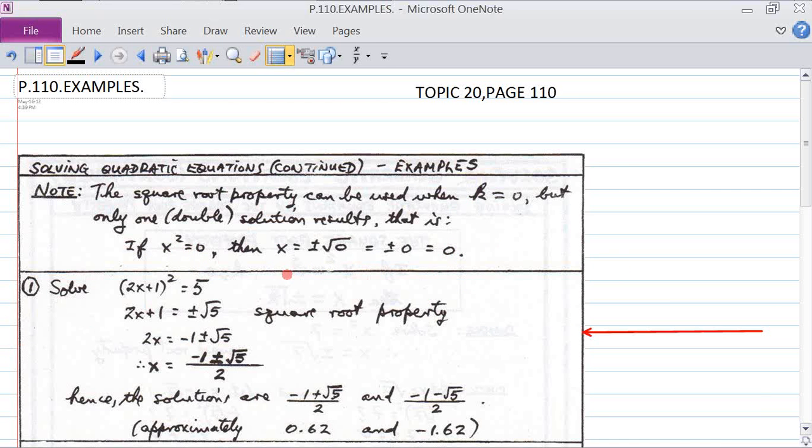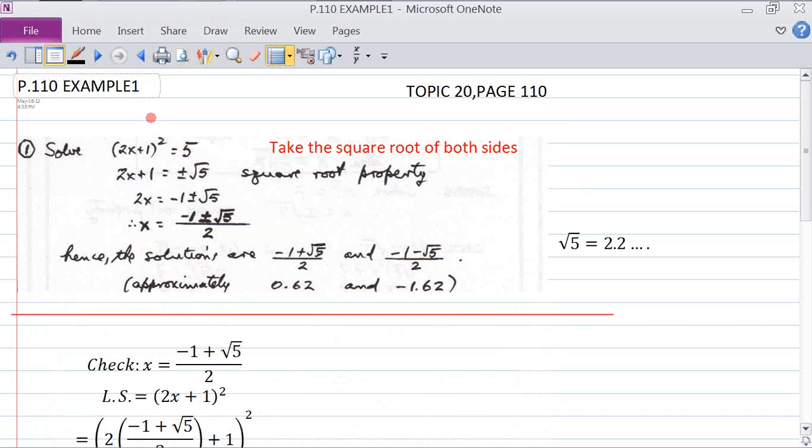So let's go and solve the three examples that are given on page 110. Here we have an equation (2x + 1) squared equals 5. The first thing we're going to do is take the square root of the left side, which gives us this. So if this is under the square root sign, then you just get 2x plus 1, because the square root of a square gives you that. So you take the square root of both sides. Square root of 5 is plus or minus root 5.